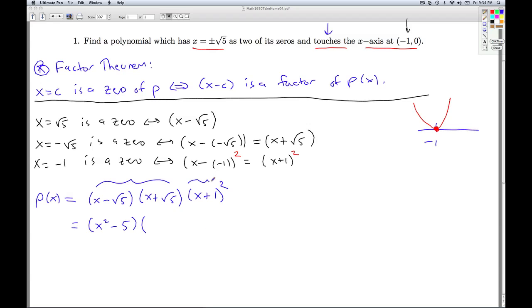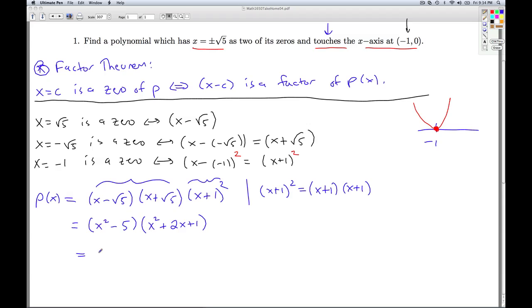Now we multiply this out. And remember, folks, when in doubt, write it out. x plus 1 quantity squared is x plus 1 times x plus 1. So you have to use your distributive property here. Don't forget about that middle term. You get x squared plus 2x plus 1.